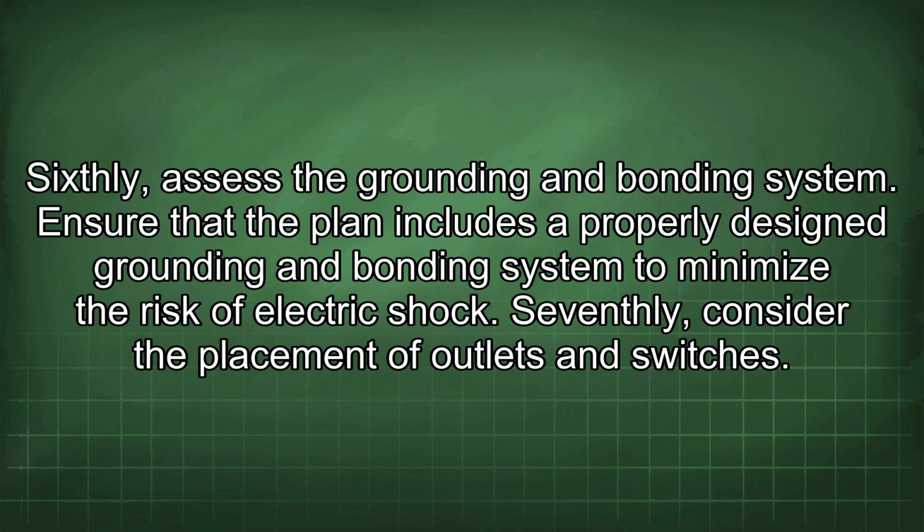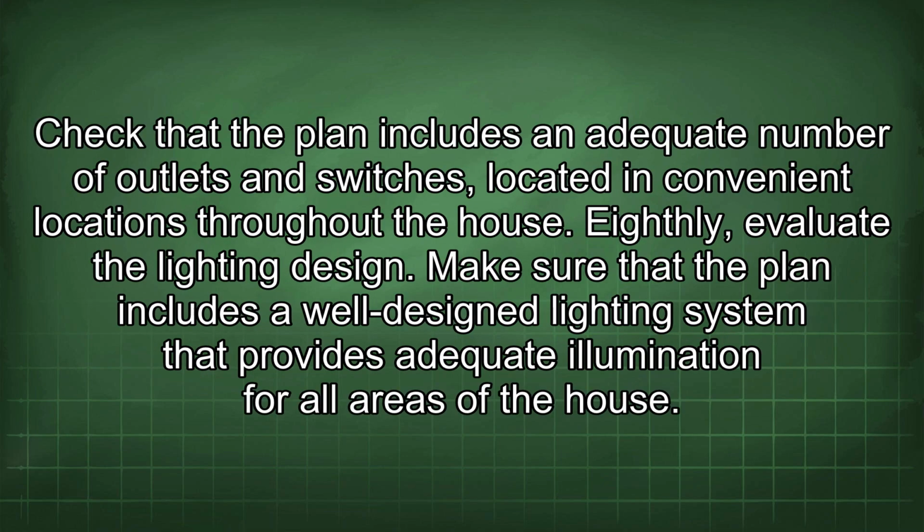Sixthly, assess the grounding and bonding system. Ensure that the plan includes a properly designed grounding and bonding system to minimize the risk of electric shock. Seventhly, consider the placement of outlets and switches. Check that the plan includes an adequate number of outlets and switches located in convenient locations throughout the house. Eighthly, evaluate the lighting design. Make sure that the plan includes a well-designed lighting system that provides adequate illumination for all areas of the house.